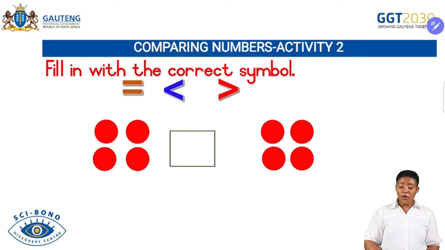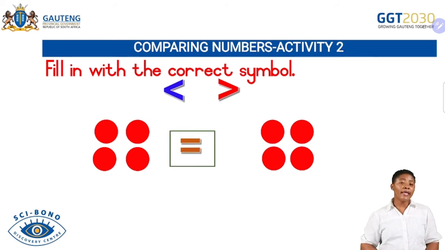All right, let's move on. Let me fill in the correct symbol. How many dots do we have? We have 4 dots and 4 dots on the other side. Which symbol are we going to use? Is it the equal sign, the greater than sign, or the less than sign? What do you think? We are going to use the equal sign because they are equal. Can you see? Well done, grade 2.